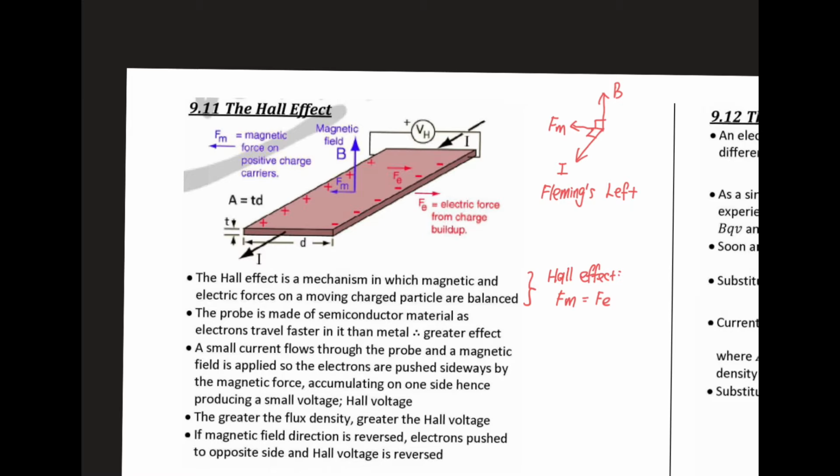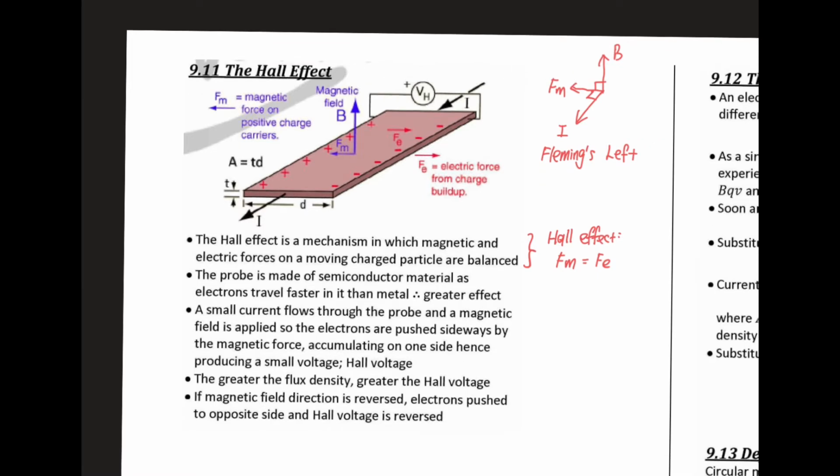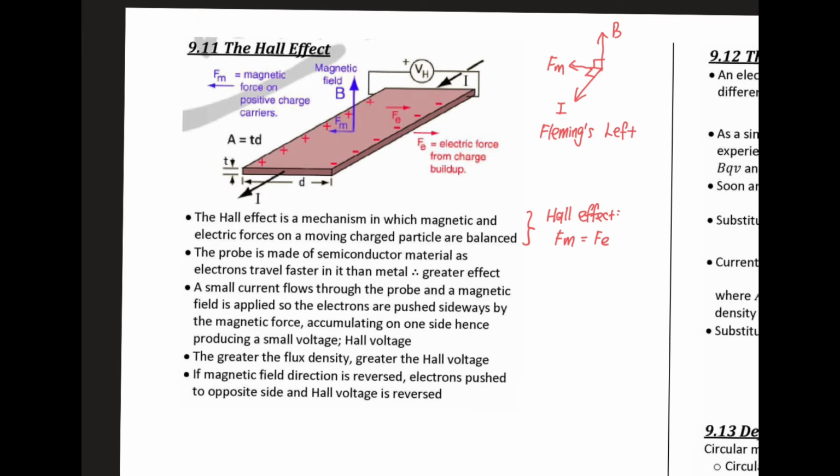Let's see more information first. I will explain further. Now you just roughly know about the situation, so let's move on first. The second point: the probe is made of semiconductor material, as electrons travel faster in it than metal, and then greater effect. So what are they trying to say here?